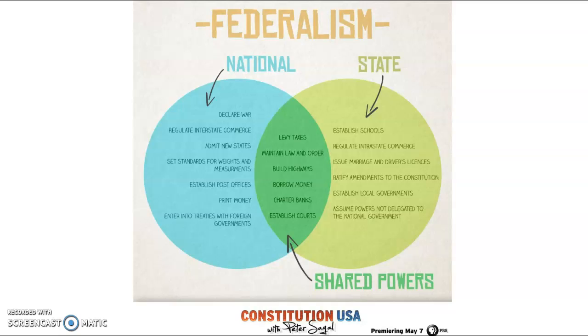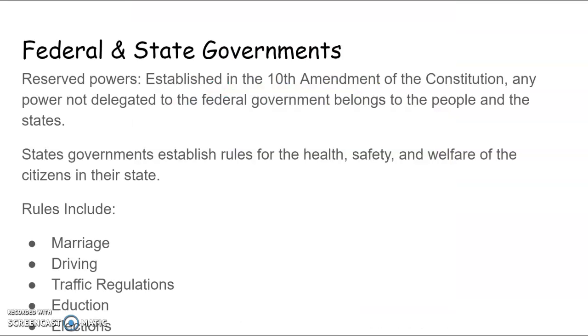So federalism, just in a little chart, the national things that the federal government can do, like declare war, admit new states, maintain the post offices, print money. And then the state has all other responsibilities like establishing schools, issuing marriage and driver's licenses, ratifying amendments to the Constitution, and assuming powers not delegated to the national government. Things that they share, state and national governments can levy taxes, maintain law and order, build highways, borrow money, charter banks, and establish the courts.